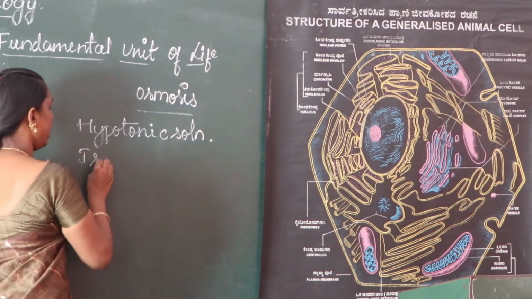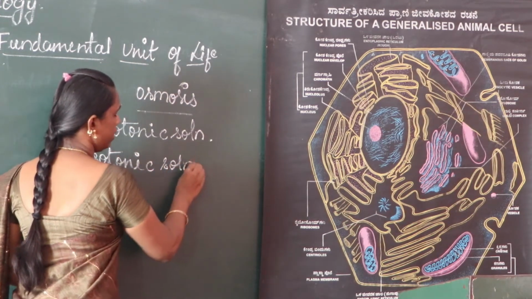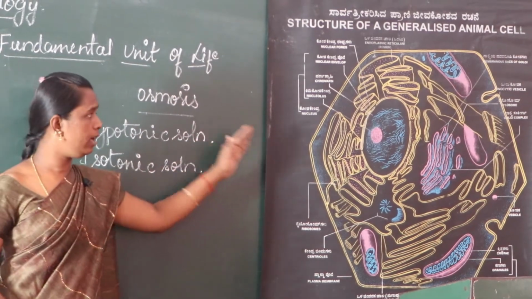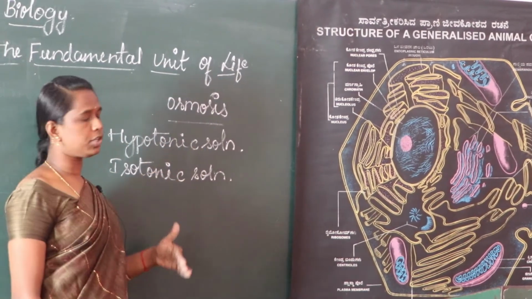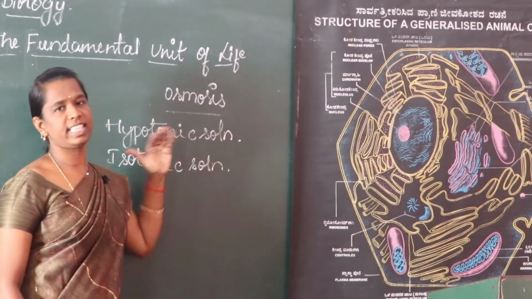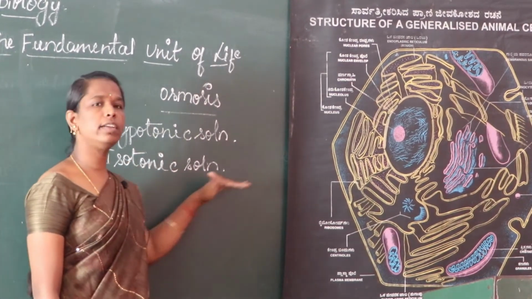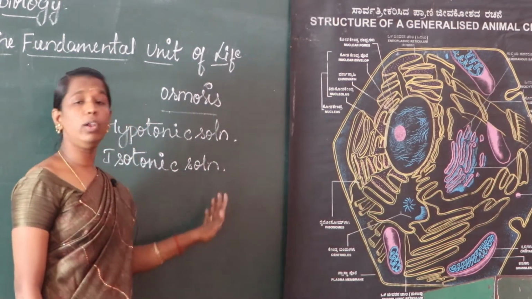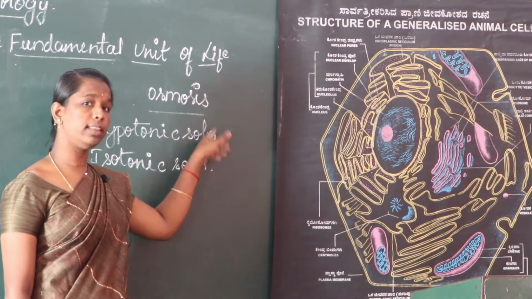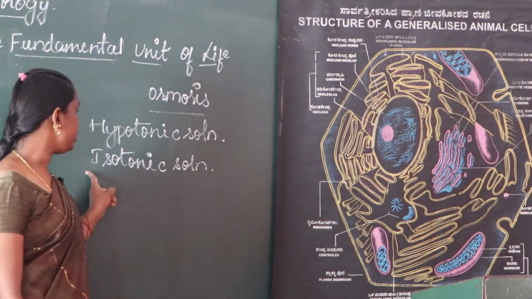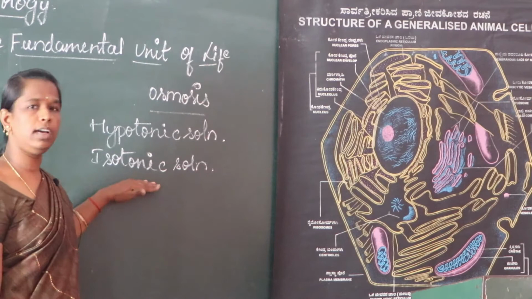And next one is isotonic solution. If the cell is surrounded by a medium, the water concentration of the cell is exactly the same. That means in an isotonic solution the concentration is the same, neither high nor low. Here the hypotonic solution's concentration is more than the cell. Here in the isotonic solution the concentration is exactly the same as the cell.